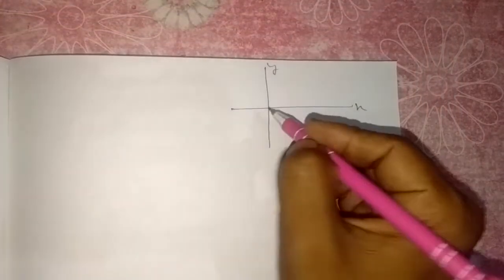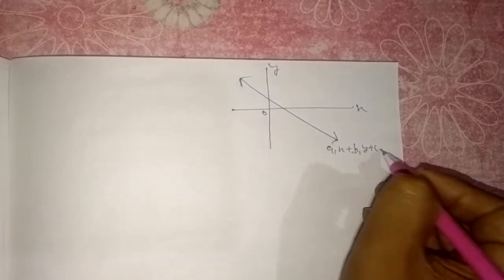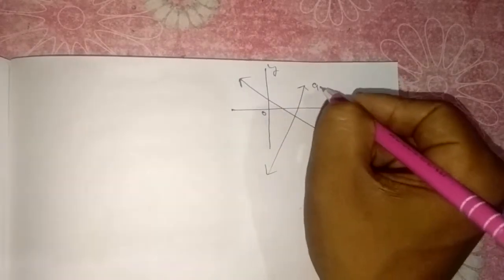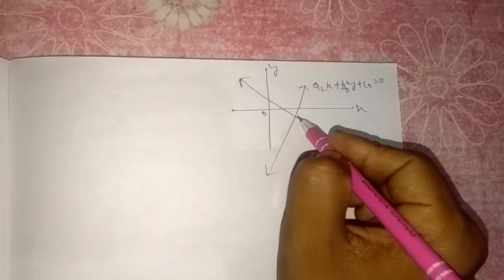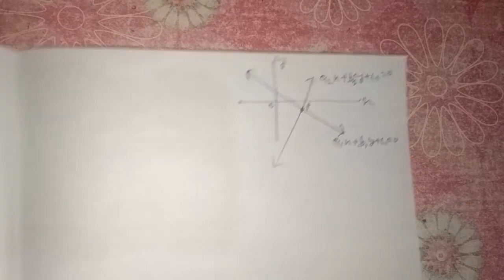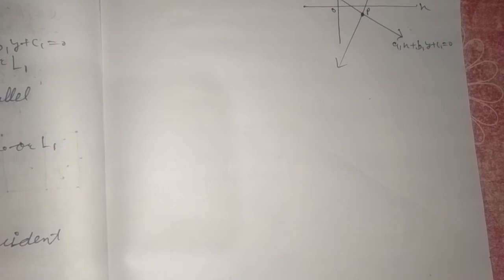Okay, suppose it is the xy plane, and when we draw a line, suppose it is the equation of the first line a1x plus b1y plus c1 is equal to 0, and another line which has the equation a2x plus b2y plus c2 equal to 0, then these two lines have only one common point like P. Okay, so the pair of linear equations will have only one solution, or you can say a unique solution.